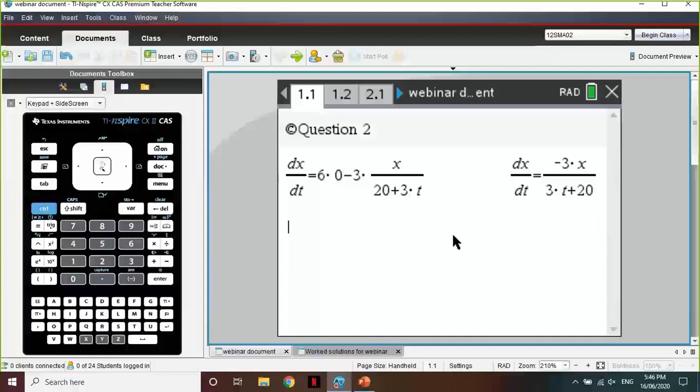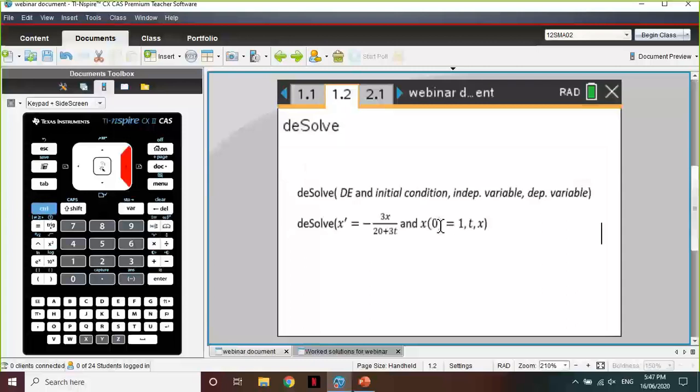Okay. Now, the next part of the question was to try and find x in terms of t. So this is where we're going to use our old friend DE solve. Now, if you haven't seen it in the previous webinars, that's okay. If you have, awesome. But in case not, when using the DE solve command, we need to first type in our differential equation. Because we have an initial condition, we're going to put a space, type in the word and, another space, our initial condition, and then our independent variable, our dependent variable.